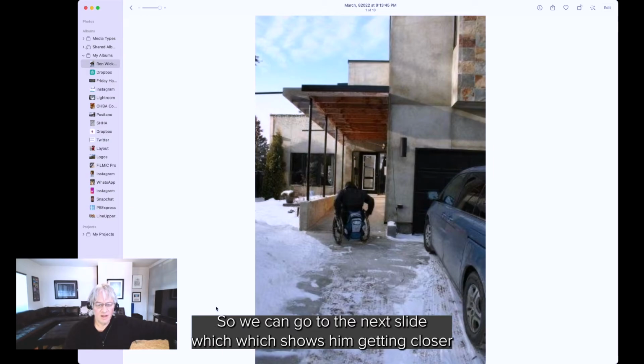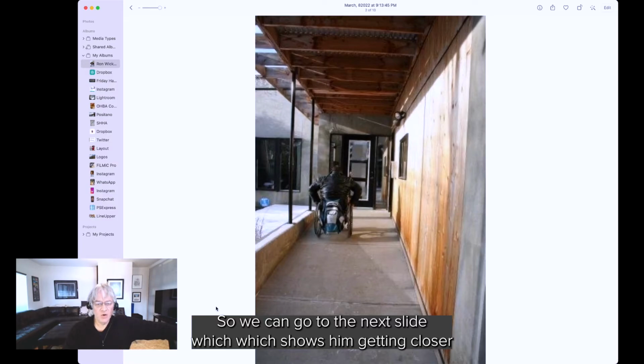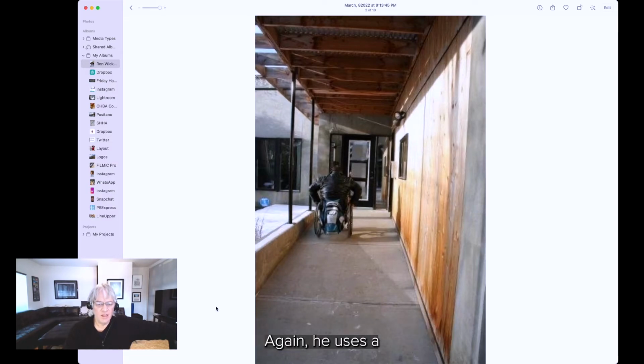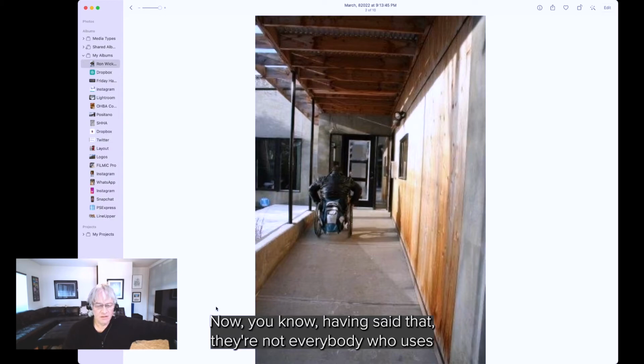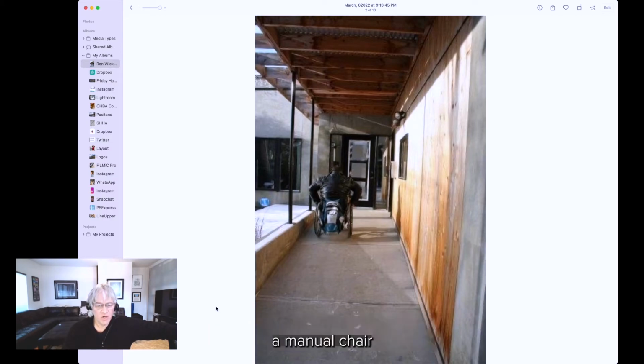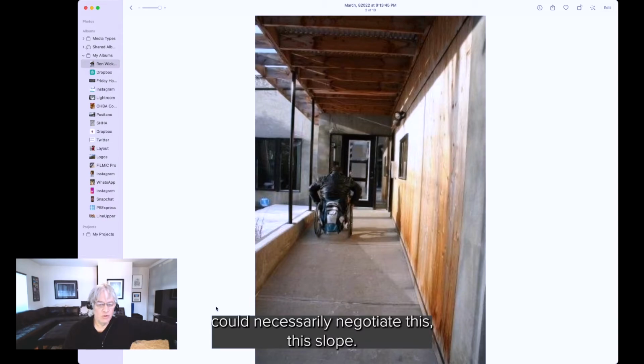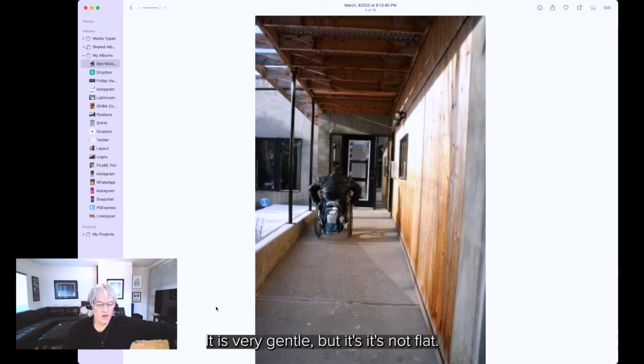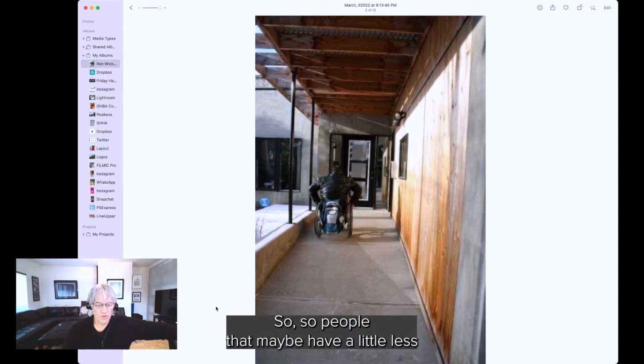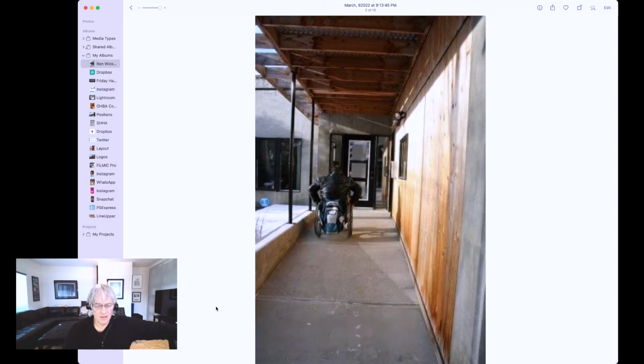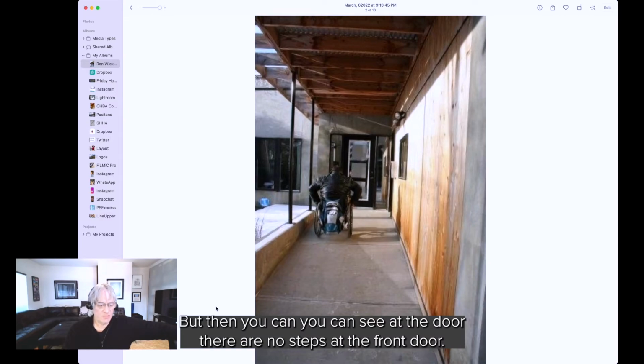So we can go to the next slide, which shows him getting closer to the entranceway. Again, he uses a manual wheelchair, so he propels himself up the slope, and he's able to do that. Now, having said that, not everybody who uses a manual chair could necessarily negotiate this slope. It is very gentle, but it's not flat. So people that maybe have a little less arm power might need some help up the slope. But then you can see at the door there are no steps at the front door.